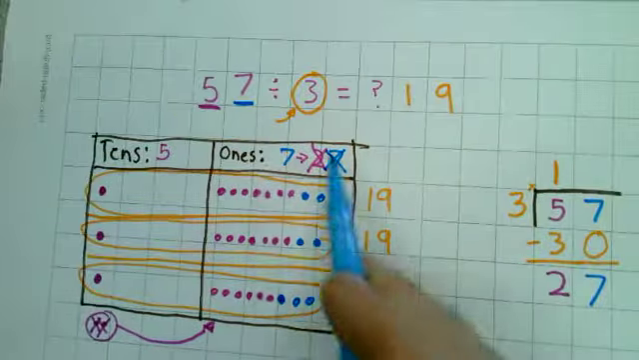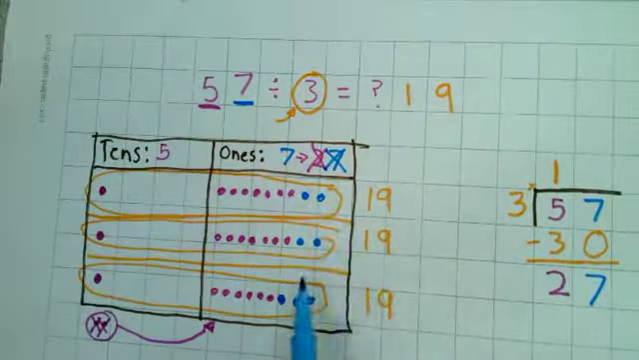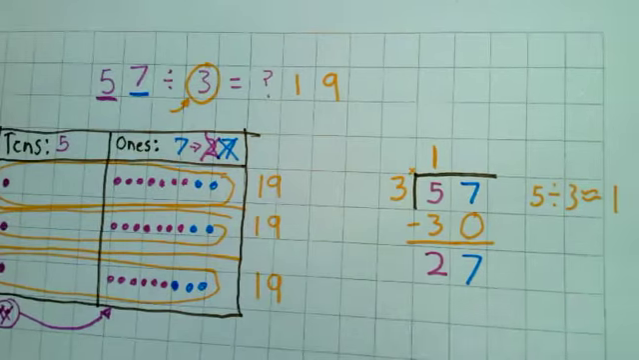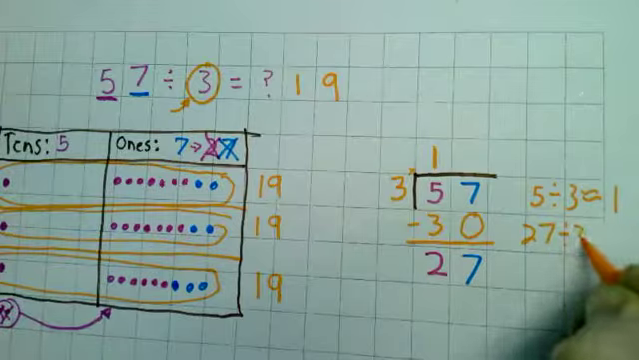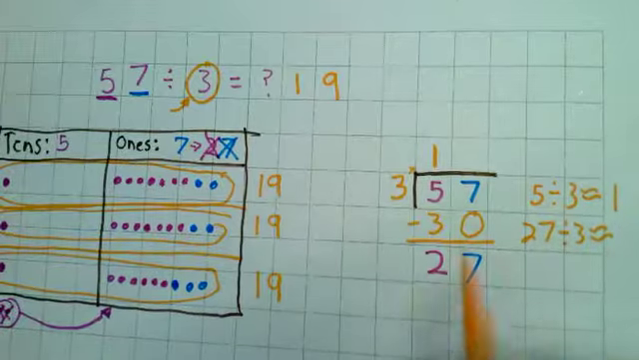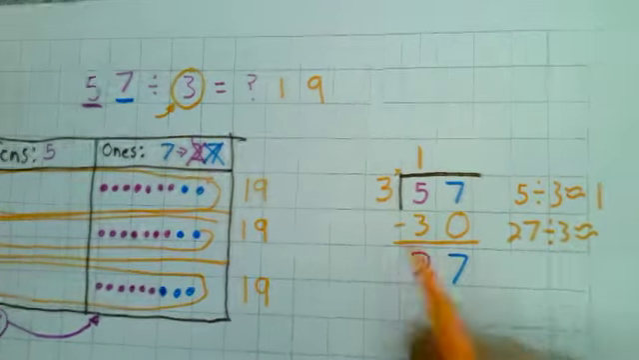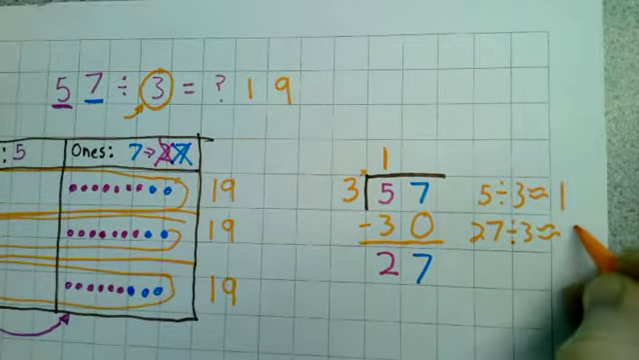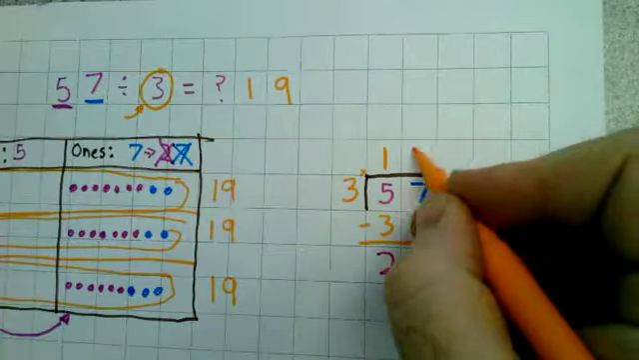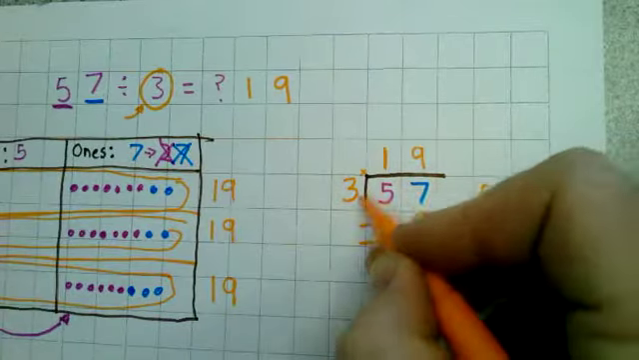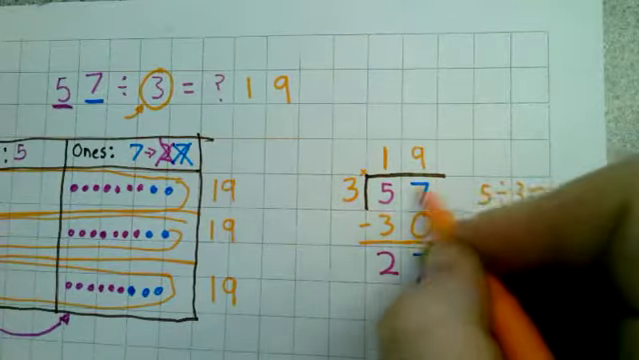So 7 minus 0 is 27. Again, how many did we have remaining to distribute over here? 27. So we're going to think to ourselves, 27 divided by 3 is going to give us about what? 27 divided by 3 is 9. So I'm going to put my 9 here above my ones.